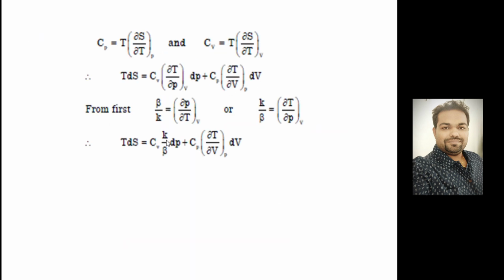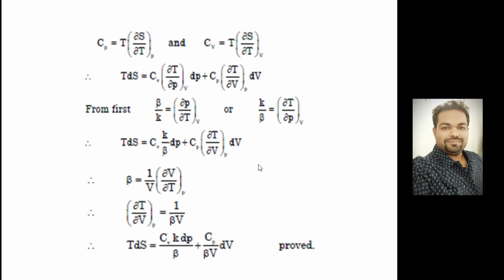Now from β by k, this is ∂P/∂T at V, and the opposite of this can be written as ∂T/∂P at V, and this term is already available here. One term is here, so these two forms can be added. So you can write TdS is equal to Cv, and this term is nothing but k by β, as you have put here, dP plus Cp, and this term is nothing but ∂T/∂V at P into dV. So this is another expression.